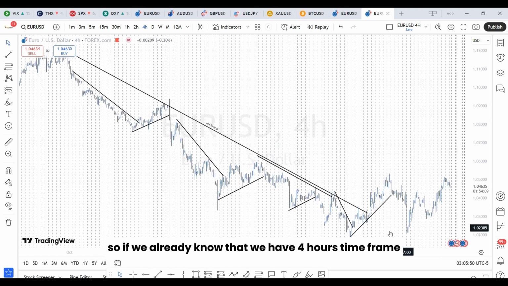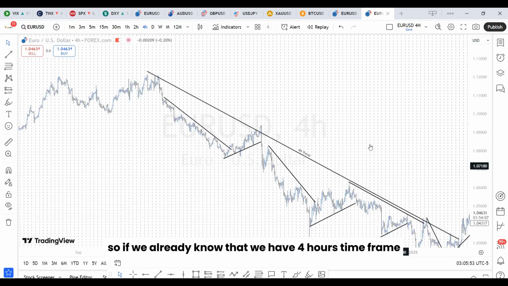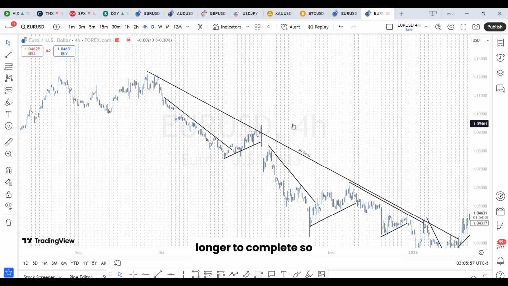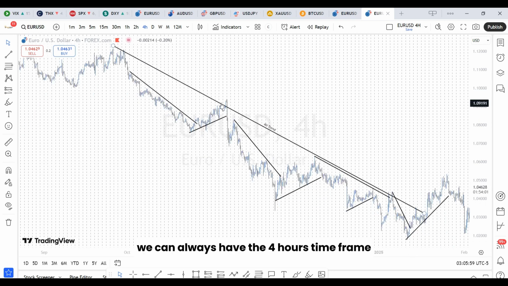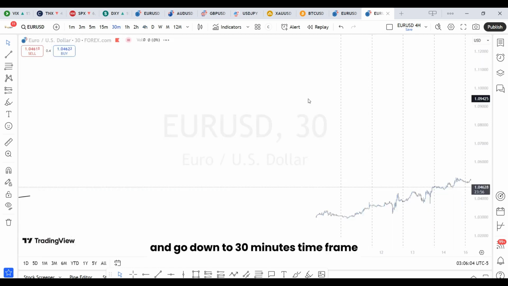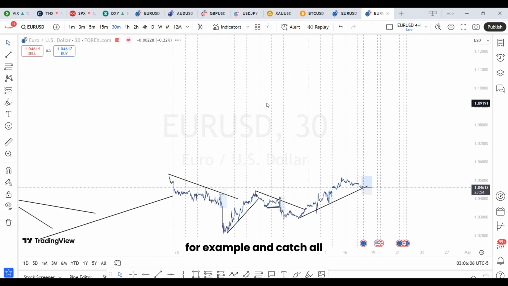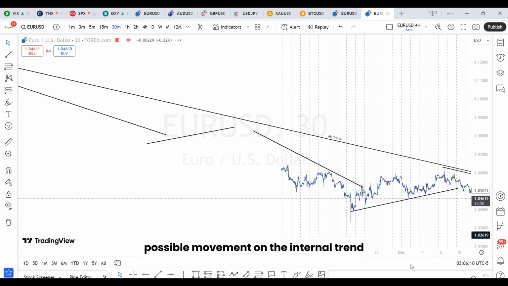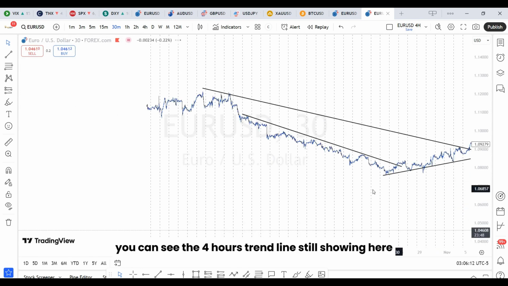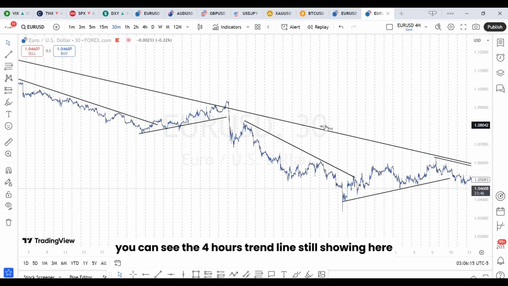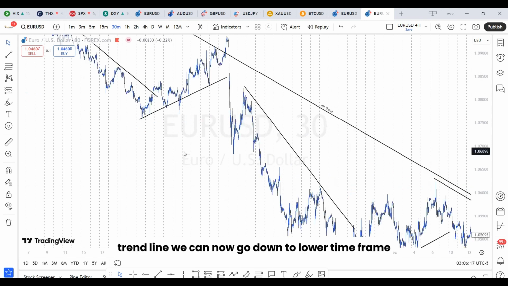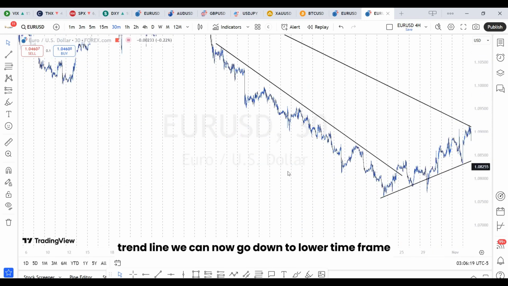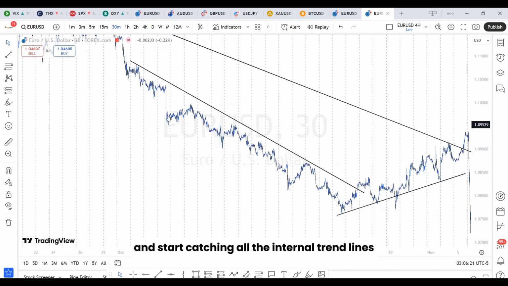If we already know that we have the 4 hours time frame, and we know that the 4 hours time frame is going to take longer to complete, we can always have the 4 hours time frame at the back of our mind and go down to 30 minutes time frame, for example, and catch all possible movement on the internal trend. You can see the 4 hours trend line still showing here where we labeled it. We can now go down to lower time frame and start catching all the internal trend lines.